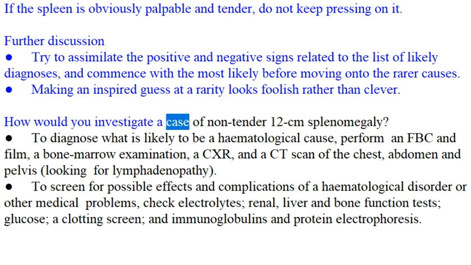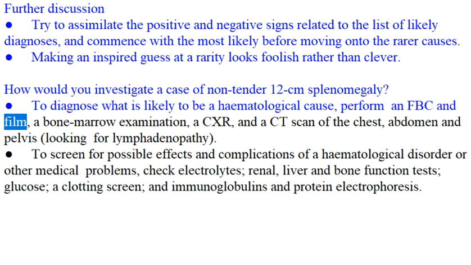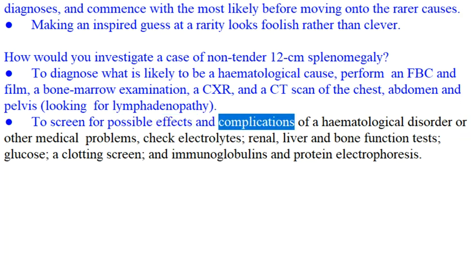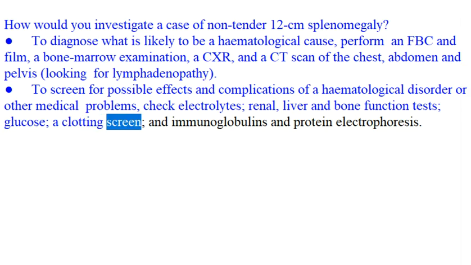How would you investigate a case of non-tender 12 cm splenomegaly? To diagnose what is likely to be a hematological cause, perform an FBC and film, a bone marrow examination, a CXR, and a CT scan of the chest, abdomen and pelvis, looking for lymphadenopathy. To screen for possible effects and complications of a hematological disorder or other medical problems, check electrolytes, renal, liver and bone function tests, glucose, a clotting screen, and immunoglobulins and protein electrophoresis.